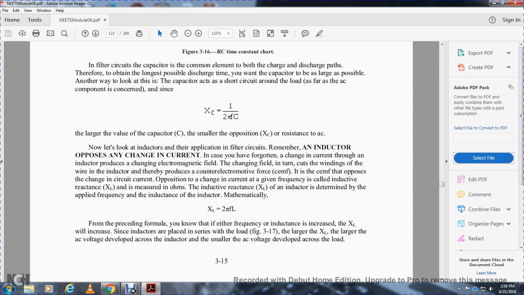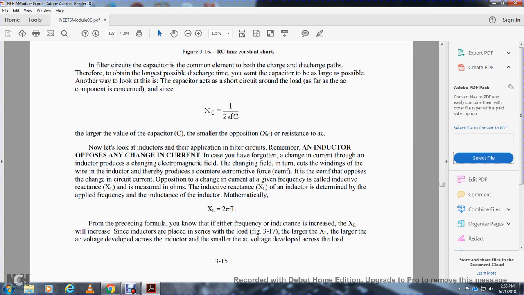In filter circuits, the capacitor is a common element for both the charge and discharge path. Therefore, you want to obtain the largest possible discharge time constant. Another way to look at it is that the capacitor acts as a short circuit around the load as far as the AC component is concerned, since capacitive reactance equals 1 over 2 pi times the frequency times the capacitance. With a large value of capacitance, there is a small opposition of capacitive reactance to the AC.